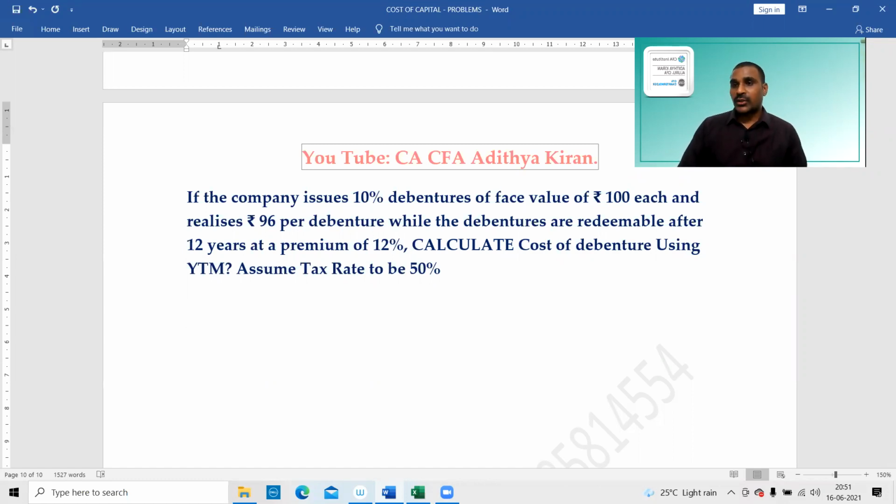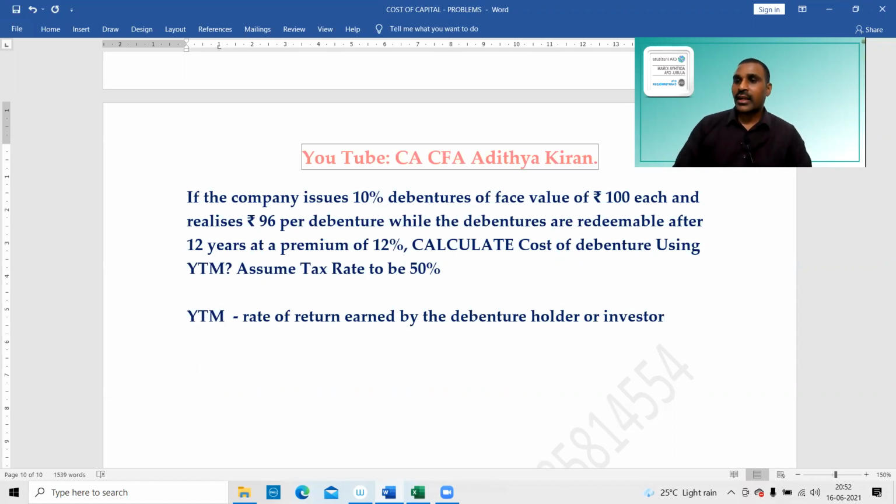What is meant by yield to maturity? Yield to maturity refers to the rate of return that will be earned by the debenture holder, if he purchases the debenture today at market price and will sell the debenture at maturity. Yield to maturity refers to the rate of return earned by the debenture holder or investor. In our case, it is debenture holder, normally investor.